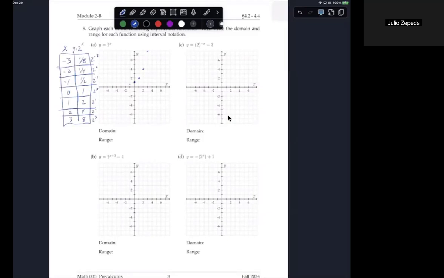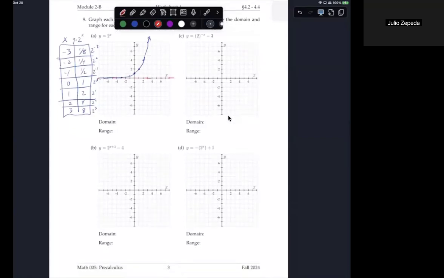-1, 1/2 is there. -2, 1/4. -3, 1/8. And so we can see the behavior of this function. It rises very quickly up to positive infinity, but then it has a horizontal asymptote here at y equals 0. So I'll mark that in red. So if we know this parent function really well, we can graph any transformation of this function.